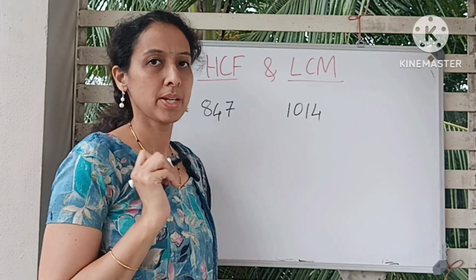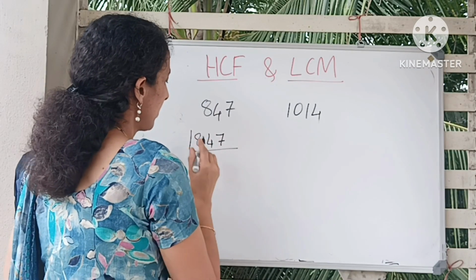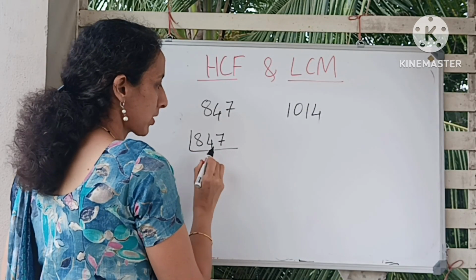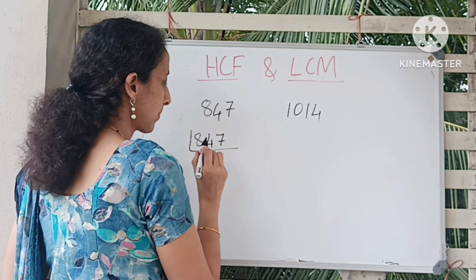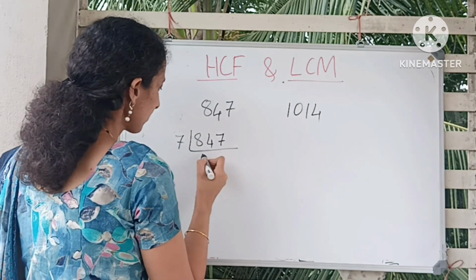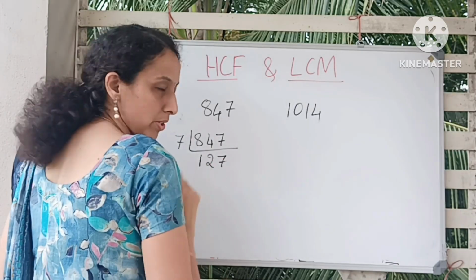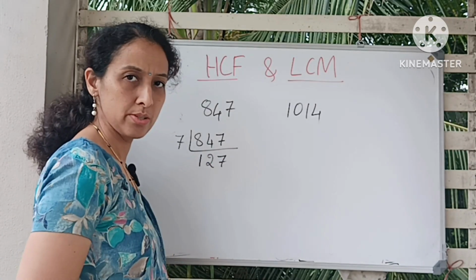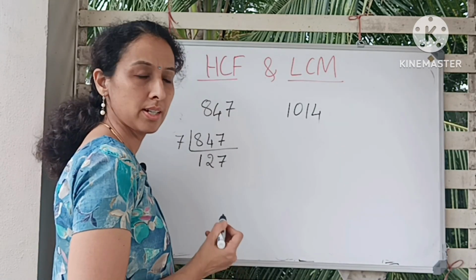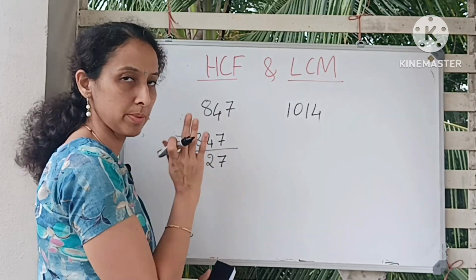I'm going to take two numbers, 847 and 1014, and try to find the HCF of this. First let us try the prime factorization method. So 847, let's see what divides this. So this is not an even number, it is not divisible by 3. Let's take 7. Okay, now I got 121. What divides 121? By looking at that, I feel 121 is a prime number, but I am not sure. Let's keep it as is.